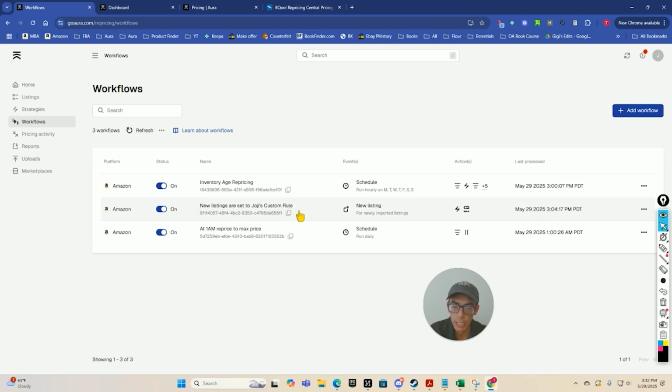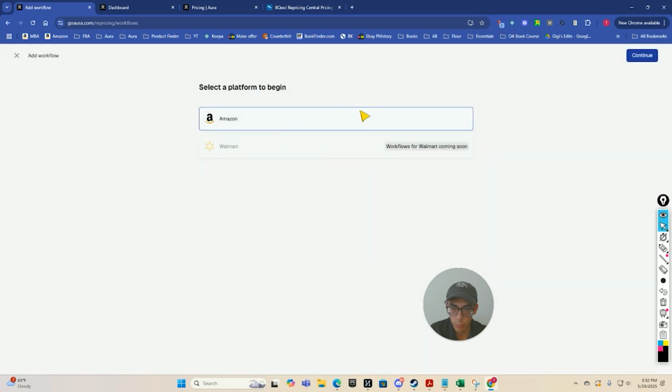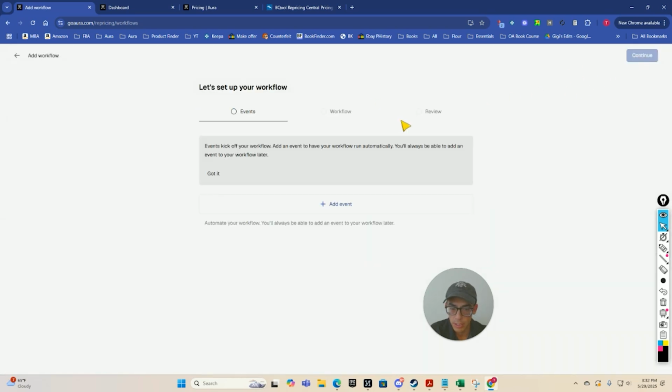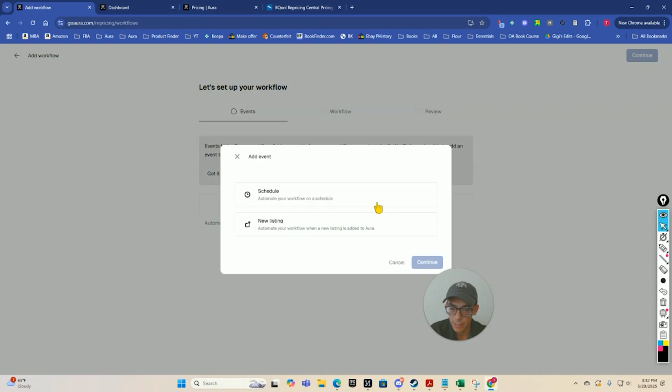And the first workflow that we're going to set up is actually to set new listings to whatever your rule is. So what we're going to do here is click on add a workflow. Now, again, we're repricing on Amazon. So click Amazon and continue. The first thing that we're going to do is add an event.